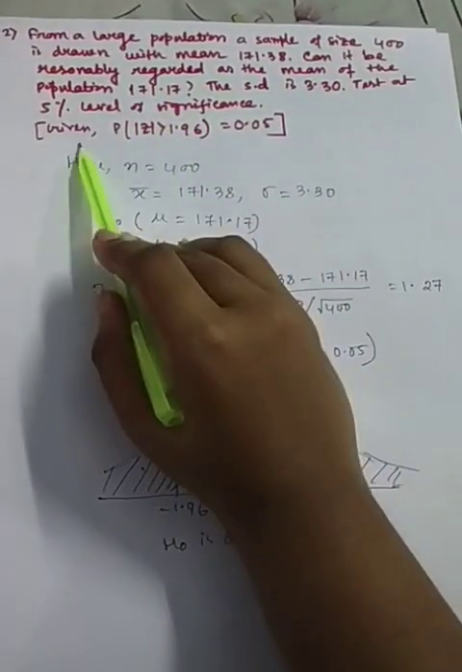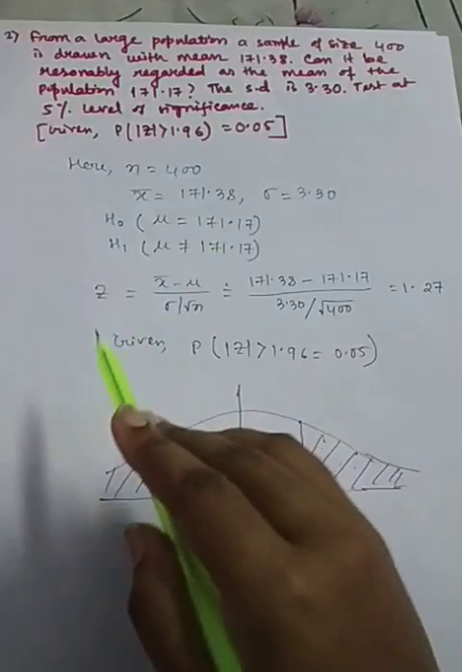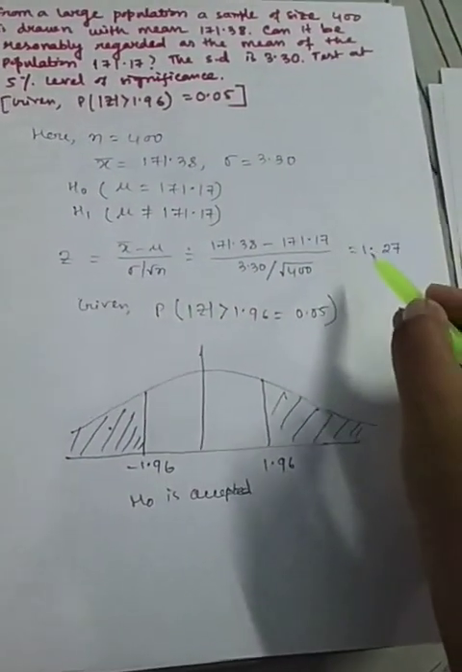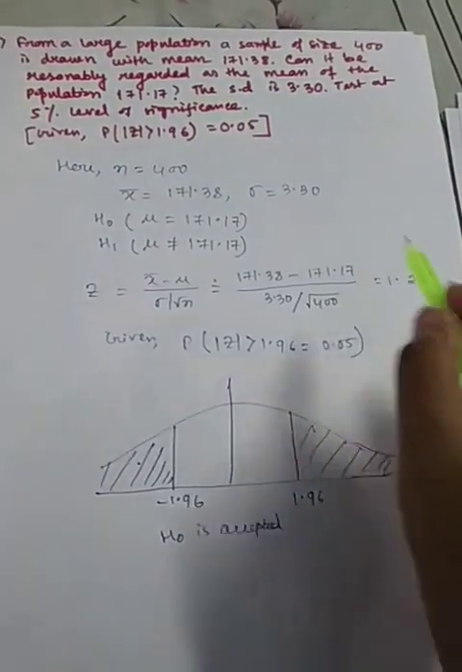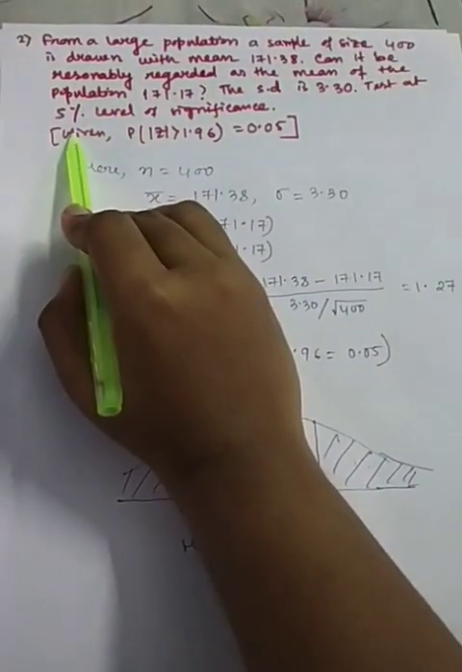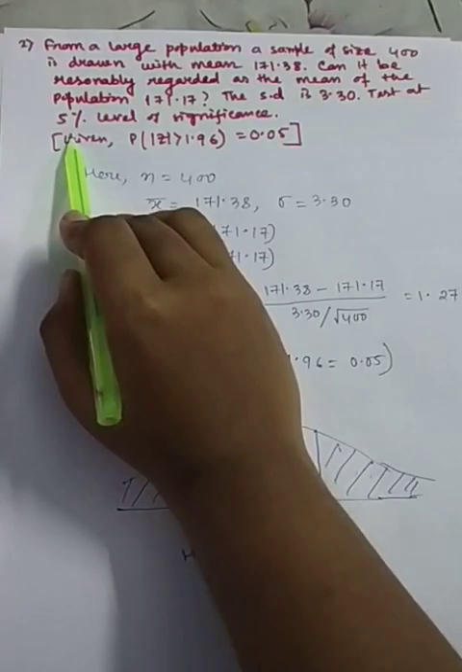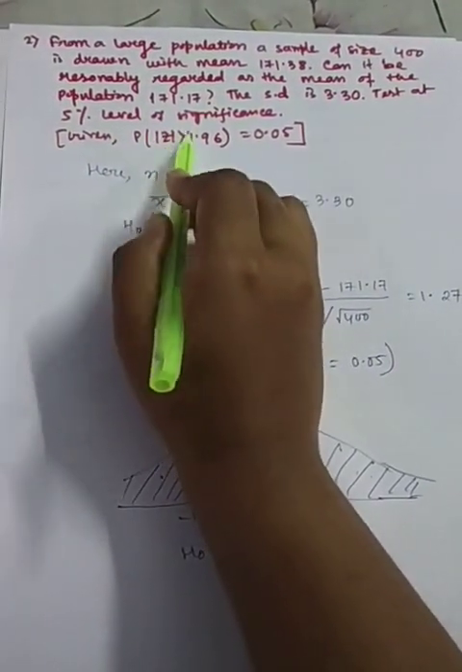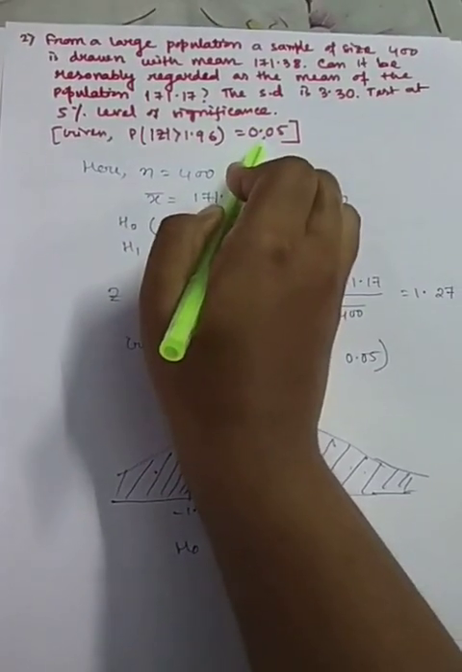As the given value is regarding a Z test, Z equals (X bar minus mu) divided by sigma by root 10, and yields the result as 1.27. Now we have to check at 5% level of significance. 5% means 5 by 100, that is 0.05. It is given that the probability of mod Z greater than 1.96 is 0.05.